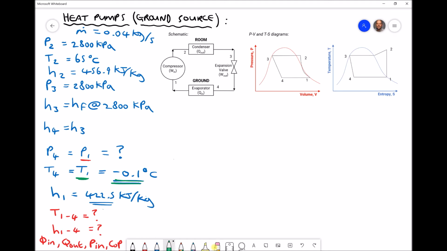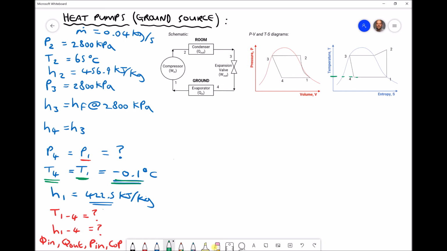Okay, now since that was quite a difficult process, let's go for an easy win next. The easy win is that we know that the temperature at position 4 equals the temperature at position 1, therefore T4 also equals minus 0.1 degrees C. So we now have T1 and T4 both as minus 0.1 degrees C. We have T2 at 65 degrees, and we have our enthalpy values at position 1 and position 2.